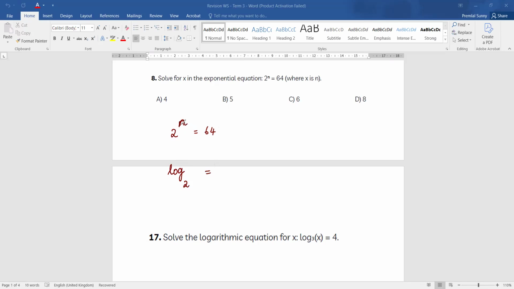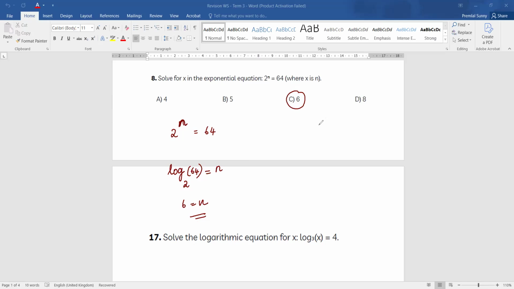The exponent or the power will go to the right. And the result here, 64, you can write next to log. Now put that in your calculator, log 64 to the base 2. You will get 6. You will get n as 6.